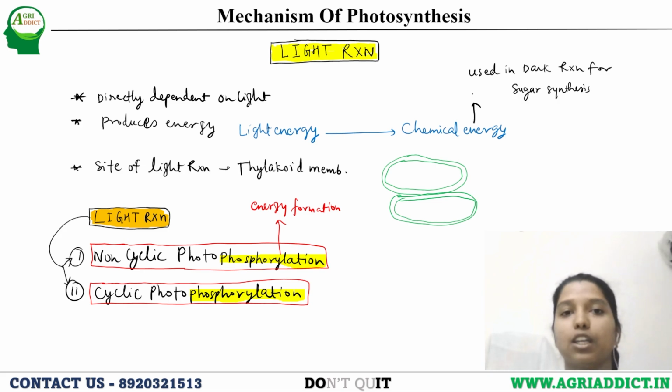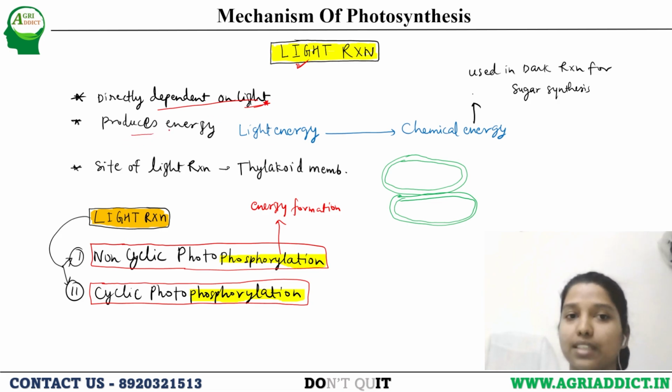In this lecture, we'll get into the mechanism of photosynthesis. So let's first start with the first part, which is the light reaction. Why are we calling it the light reaction? Because it is directly dependent on light. Here, light is directly required. This produces energy, and the site of light reaction is the thylakoid membrane.